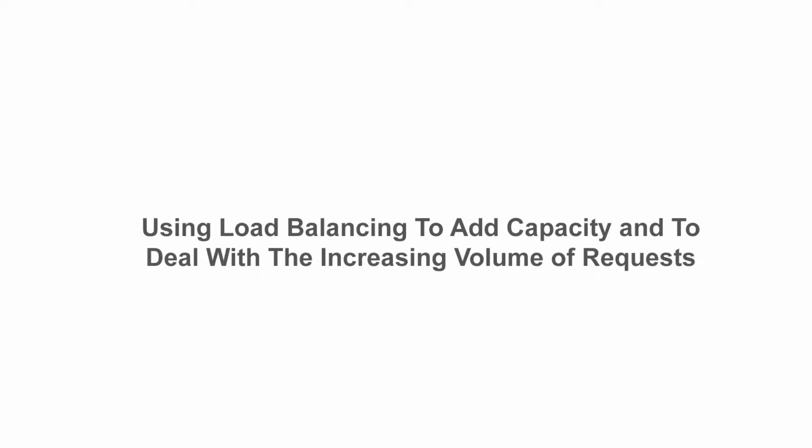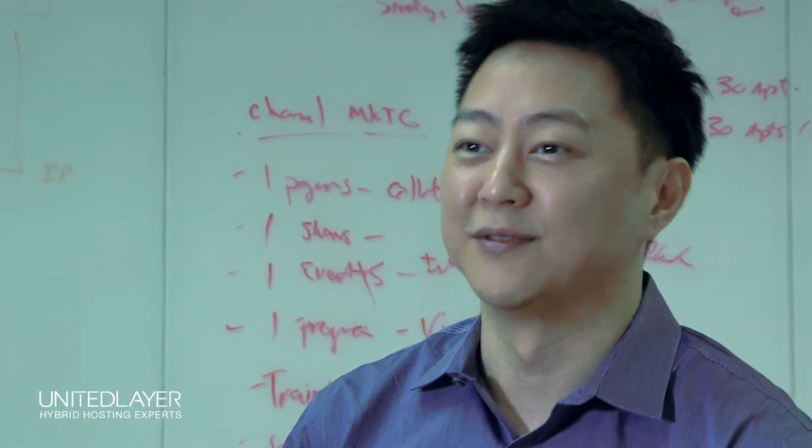So if you have a static site, setting up a load balancer in front of that is actually very simple. So let's say you have a static site with a single server. You basically duplicate that static site on a second server, and then you put a load balancer in front of it, and off you go.